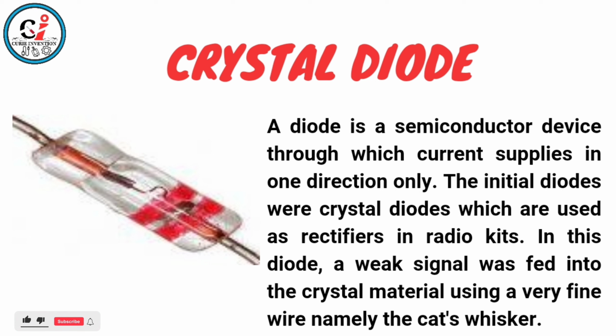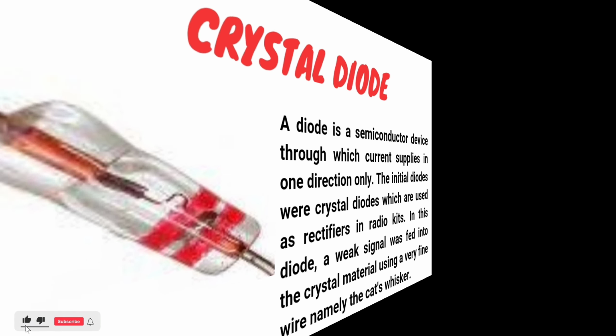Crystal diode. A diode is a semiconductor device through which current flows in one direction only. The initial diodes were crystal diodes, which were used as rectifiers in radio kits. In this diode, a weak signal was fed into the crystal material using a very fine wire, namely the cat's whisker.